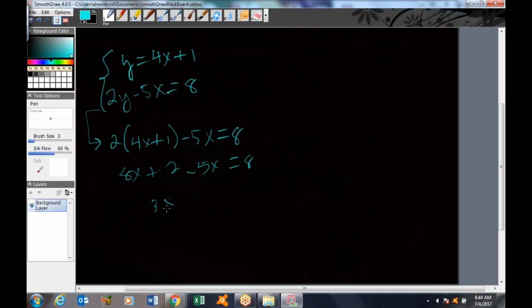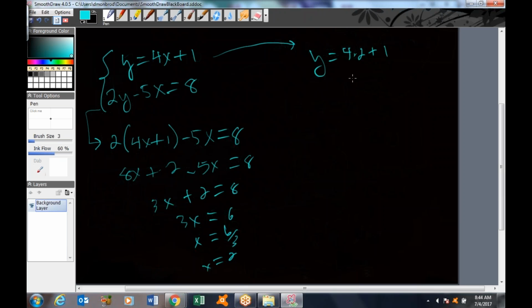So I have 3x plus 2 equals 8, which means 3x would be a 6, subtracting a 2. Dividing by 3, you'll have 6 over 3, which is a 2. So x is 2. Then I'll take this to my second step and substitute in place of the x, I put the 2. So it looks like I have an 8 plus 1, which is a 9. So now my ordered pair is (2, 9).